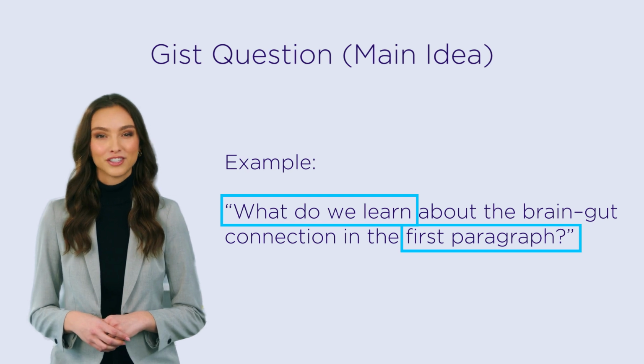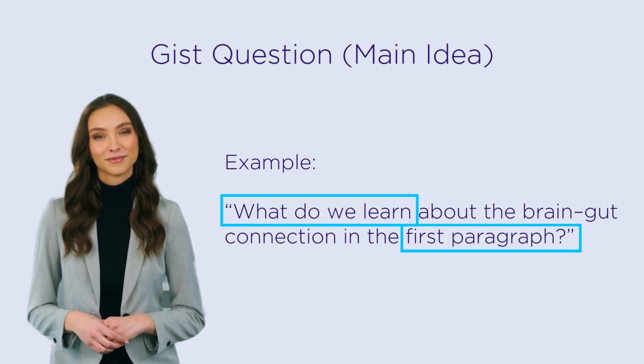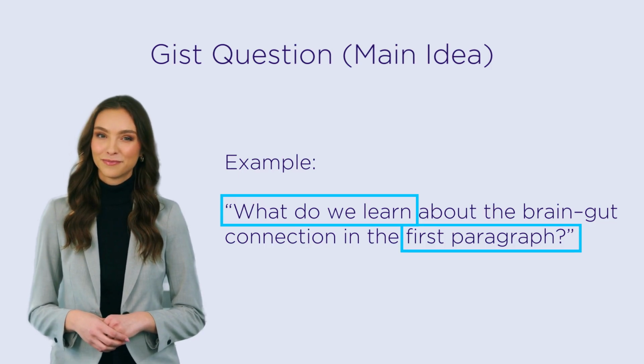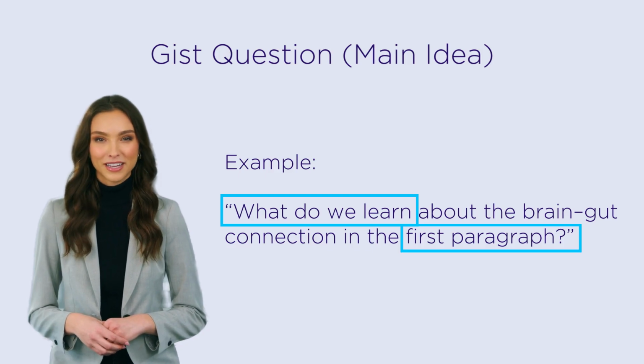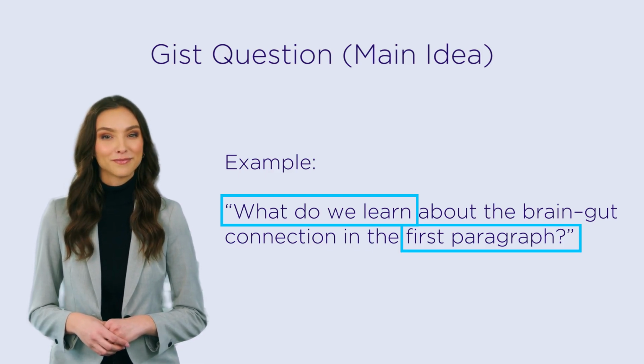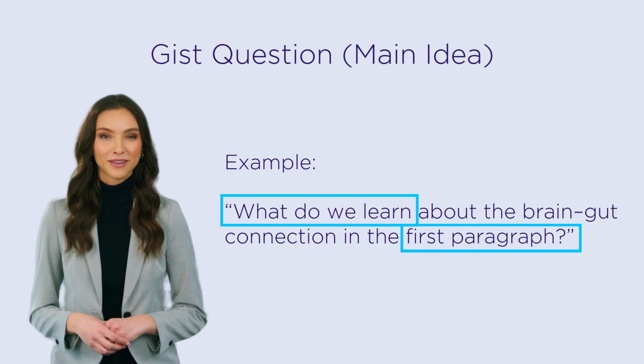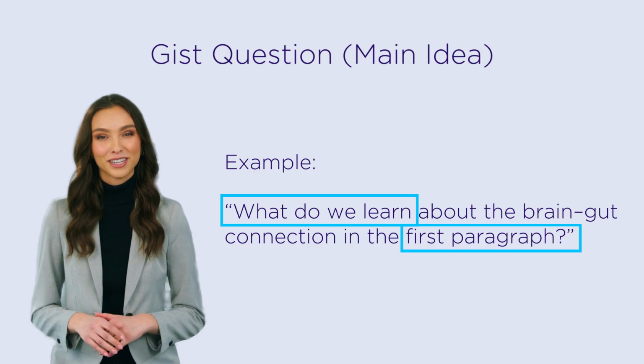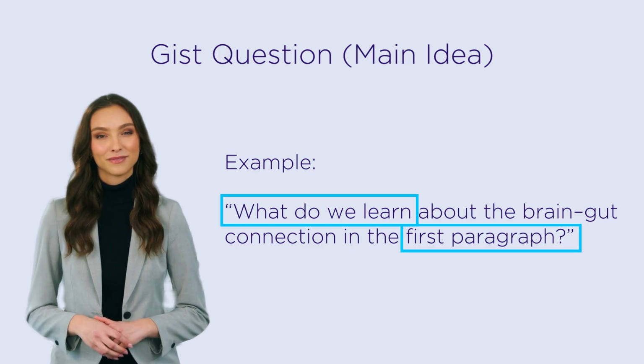A gist question asks about the main idea. For example, what do we learn about the brain-gut connection in the first paragraph? The question tells you where to read. The first paragraph. You read the whole paragraph and ask, what is the big message here? Then you choose the option that matches this big message.